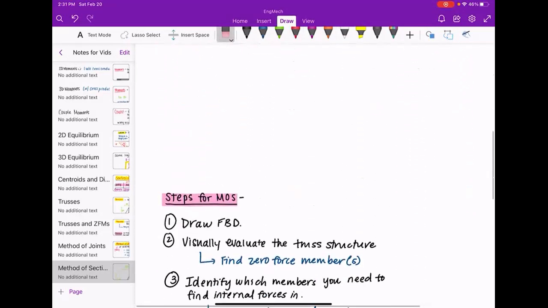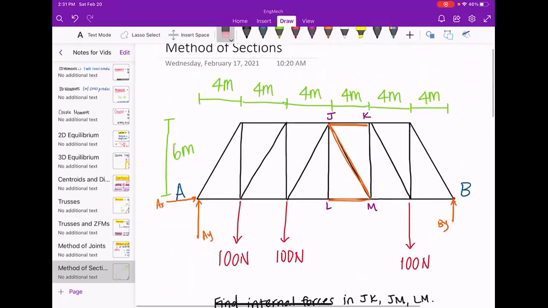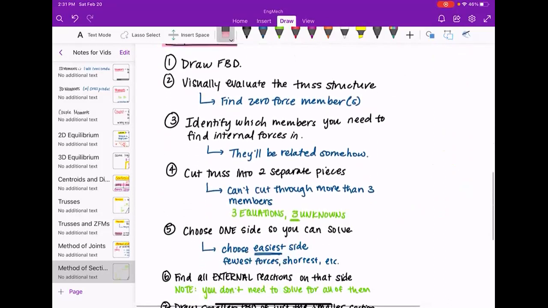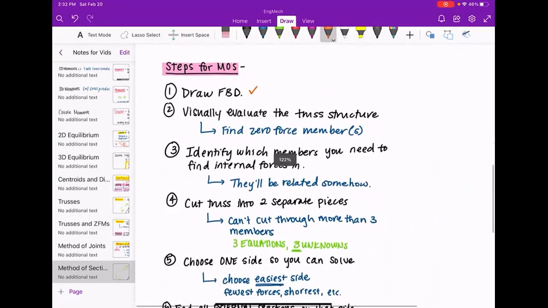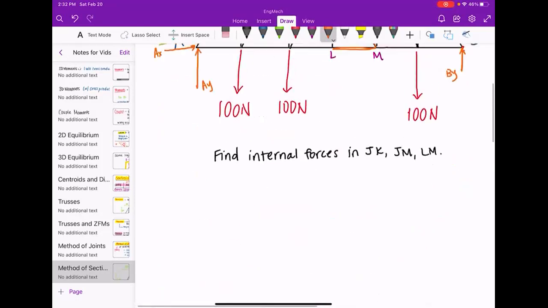So after I've drawn my free body diagram, obviously it'll probably be a little bit prettier than this, I want to look at what the truss structure actually is. So at this point, we've done step one. And one of the ways that you can evaluate a truss structure is by finding zero force members. And that'll really help you simplify the problem for the most part, but sometimes it allows you to make a cut that you wouldn't be able to normally make without first finding those zero force members.